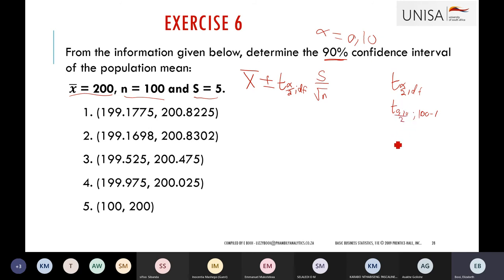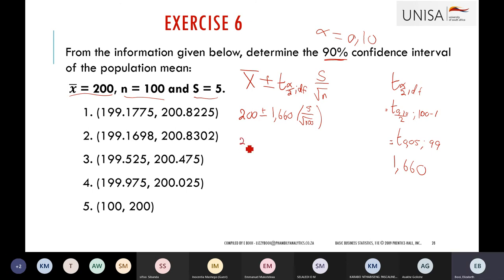I'm sorry, this must be divided by 2. So our T will be 0.05 and 99. You must go find the critical value: 1.660. So we substitute our X bar, which is 200, plus or minus our critical value of 1.660 times the standard error, which is 5 divided by the square root of N, which is 100.